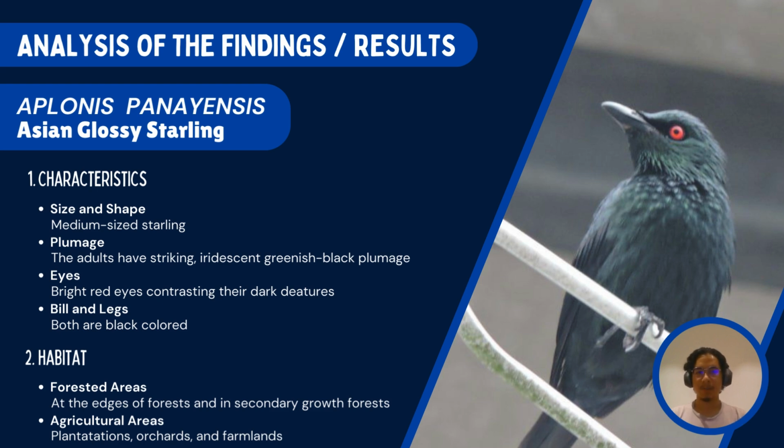As for the eyes, they have bright red eyes, which are a prominent feature and contrast sharply with their dark features. And as for their bills and legs, both bill and legs are black, typical for starlings. As for additional information, let's take, for example, their behavior.